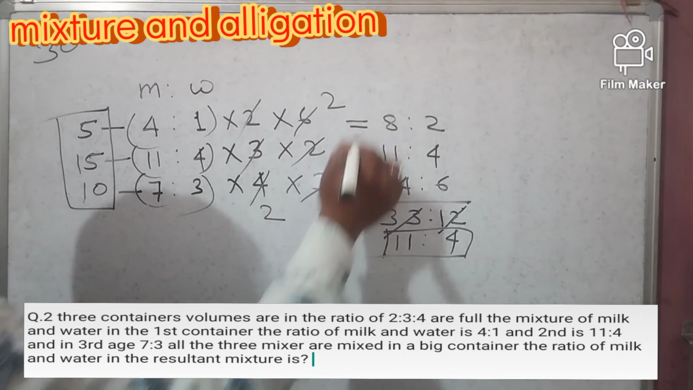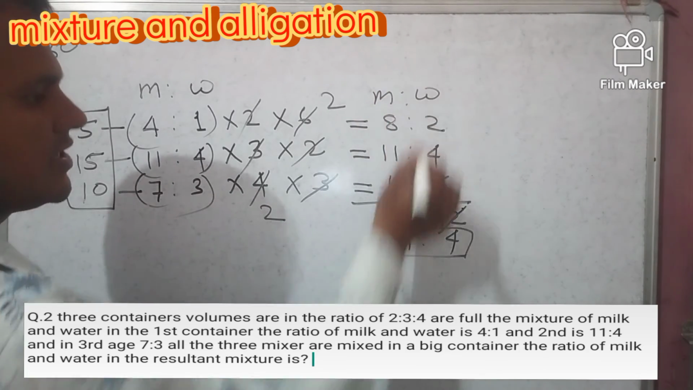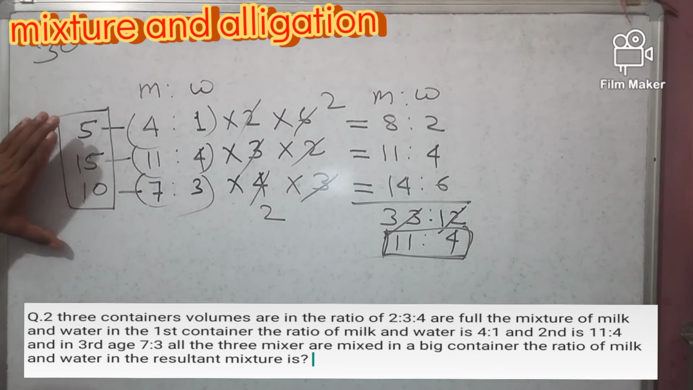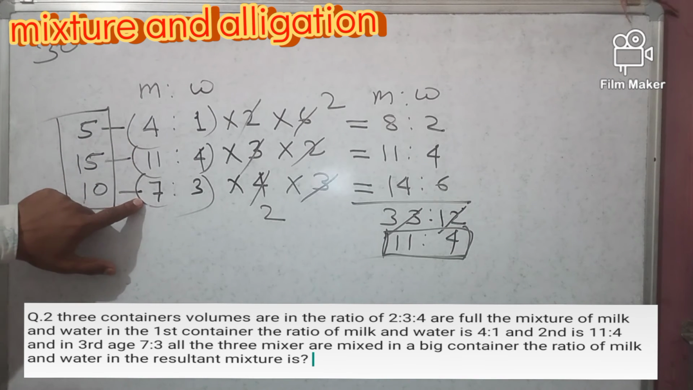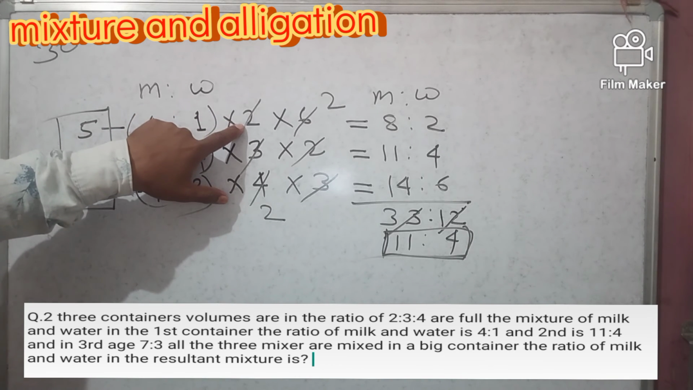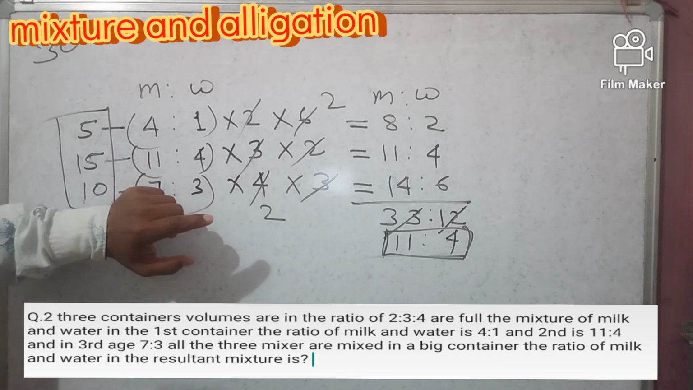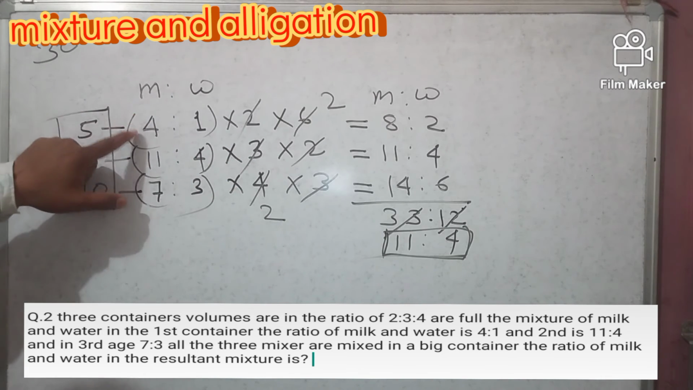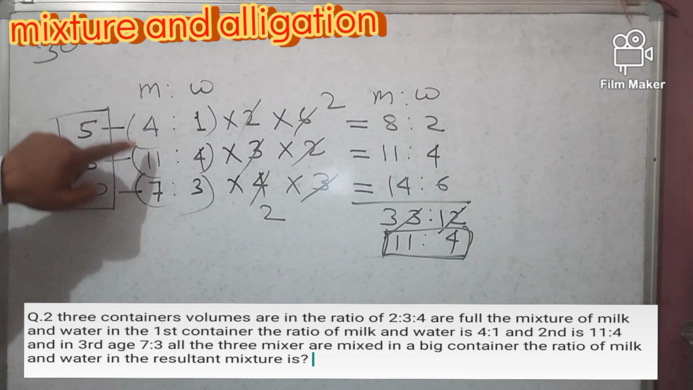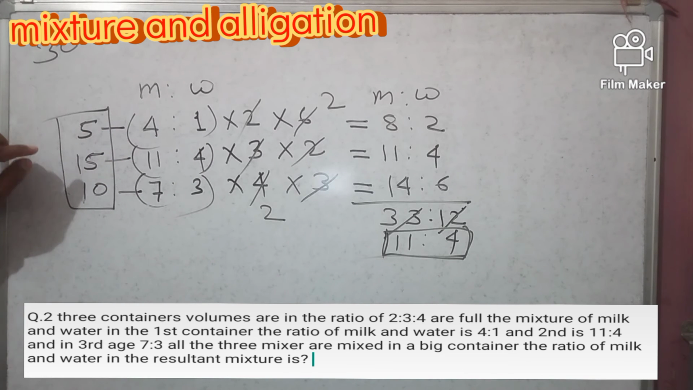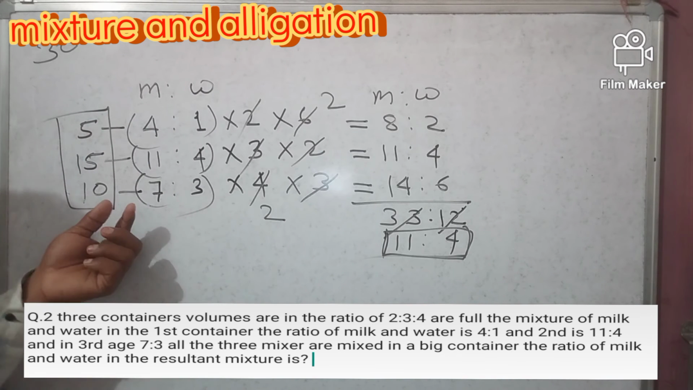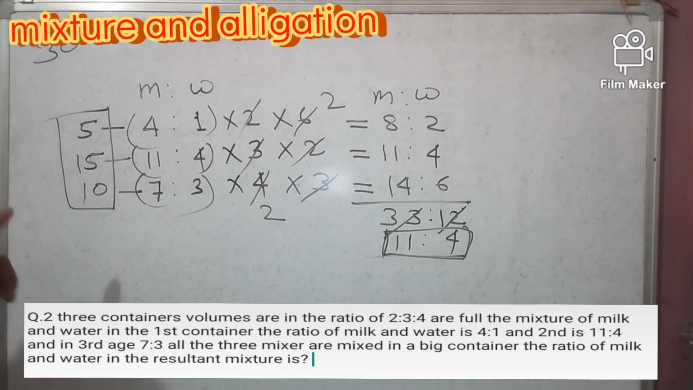The new ratio of milk and water is 11 is to 4. See here friends, there are 3 glasses. 1 glass, 2 glass, 3 glass, and the capacity of the first glass is 2, right? And the second glass is 3, and the third glass is 4. Milk is 4 part, water is 1 part, so total part in your first glass is 5 part. Milk is 11 part, water is 4 part, so total part is 15 part in the second glass. Milk is 7 part and water is 3 part, so total part is 10 part in your third glass.